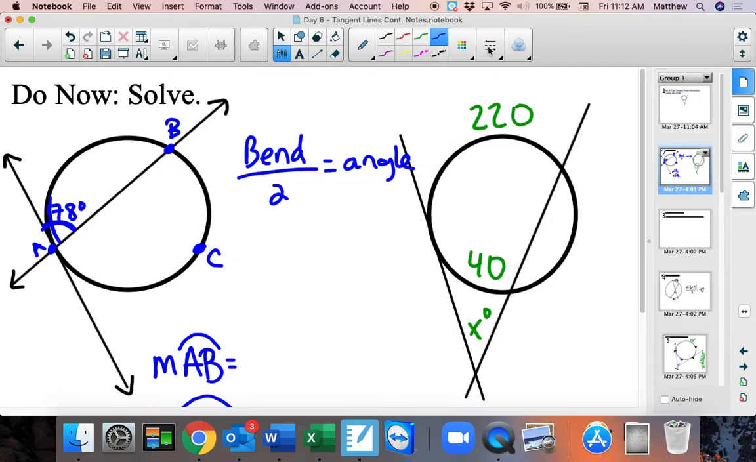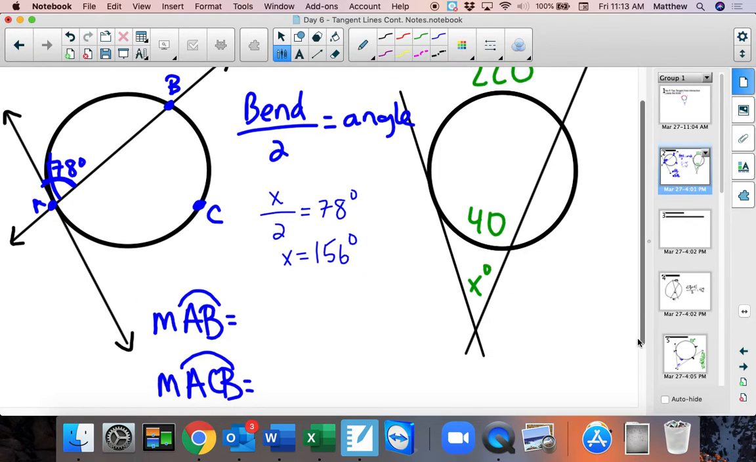Okay, that's a little thick, so we'll change that. Let's see if that's better. So in this case, I don't know my bend. I know that I would divide it by 2 and I'd get 78 degrees. So x would be 78 times 2, 156 degrees. So the measure of arc AB, this one here, is 156.